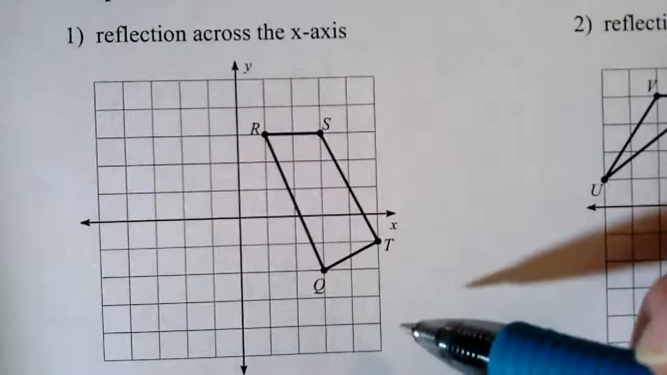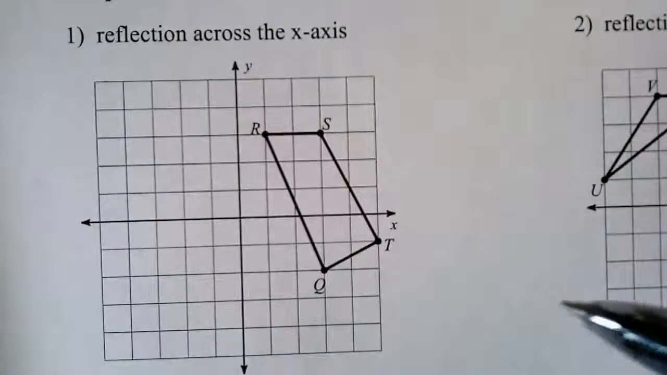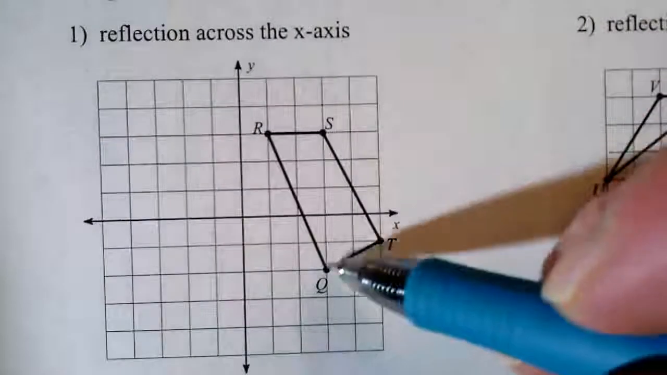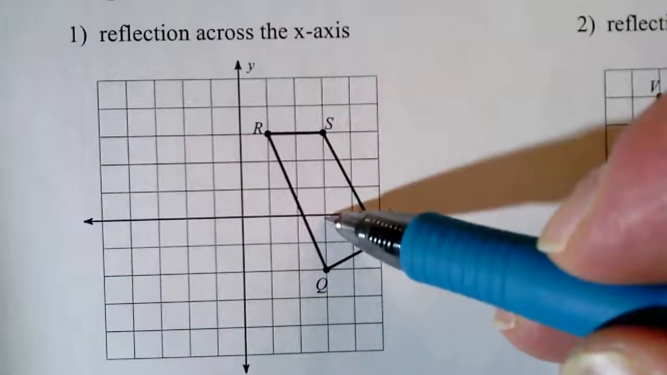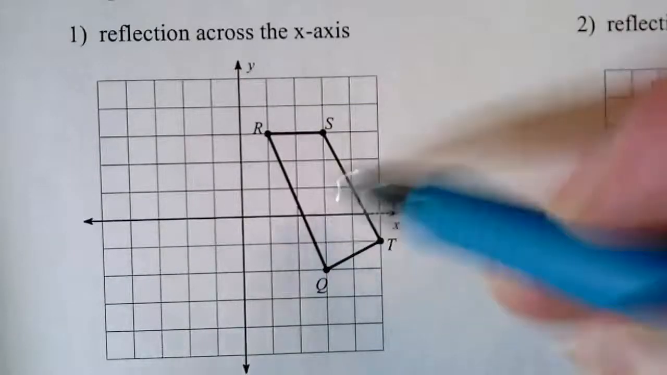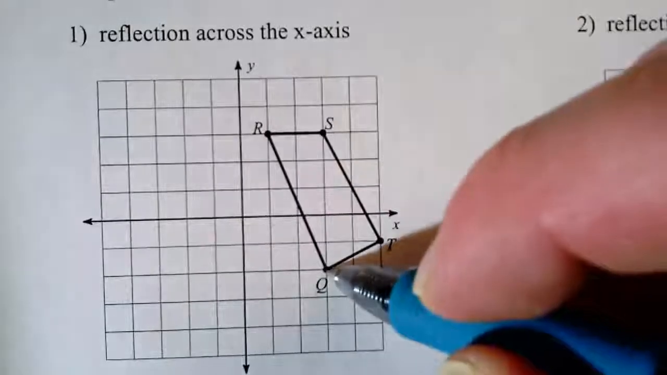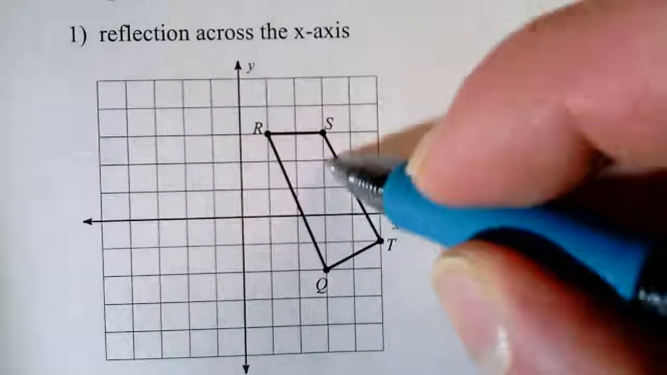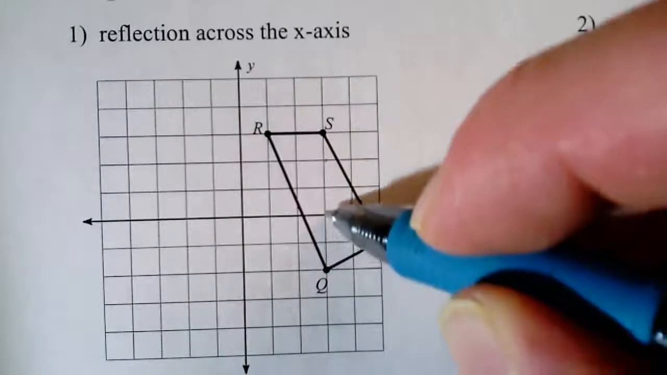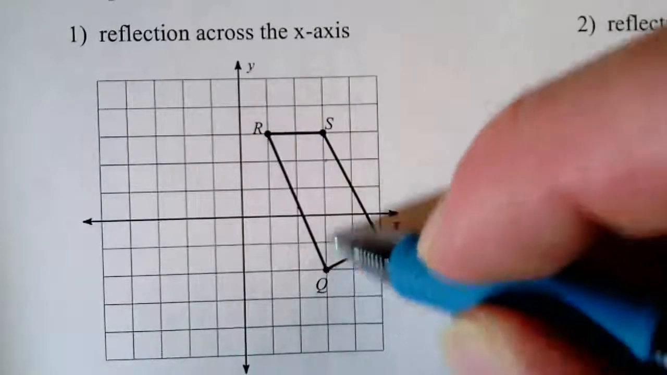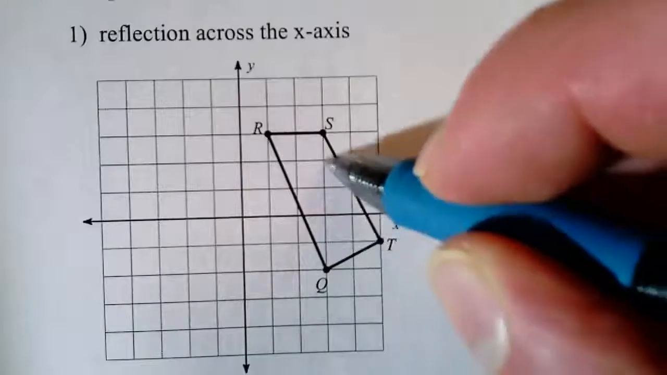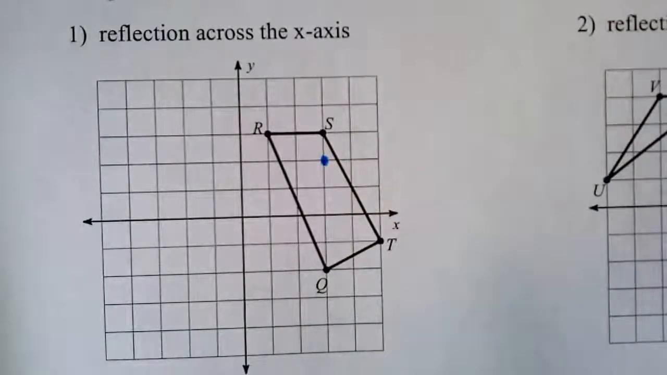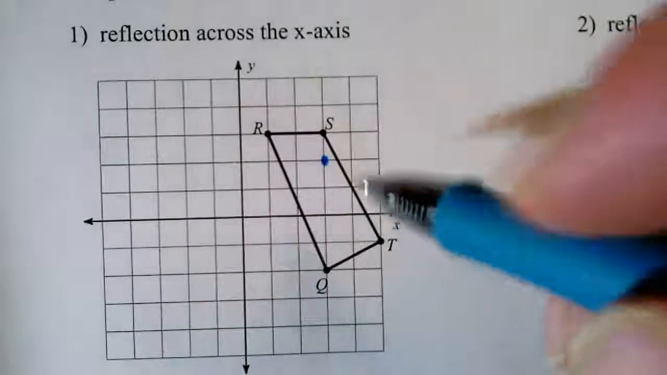Just like when we did translations, we moved each point individually. You're going to flip each point individually. And the way to do that is to count how many spaces it is straight up to the axis, and then place its image. Remember, its pre-image is the original, image is the new one. And its image should be the same number of spaces on the opposite side. So Q is 2 spaces away from the axis, so its image, Q prime, will be 2 spaces away from the axis in the other direction.